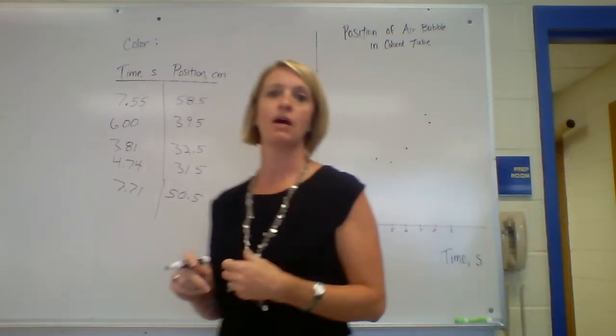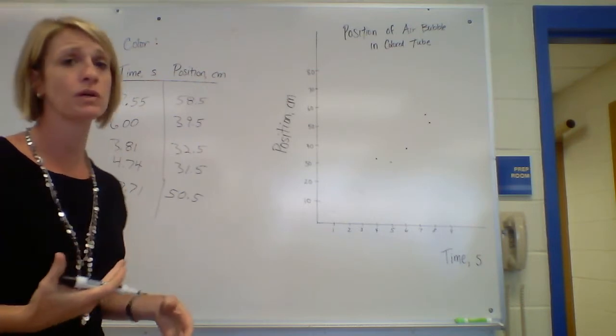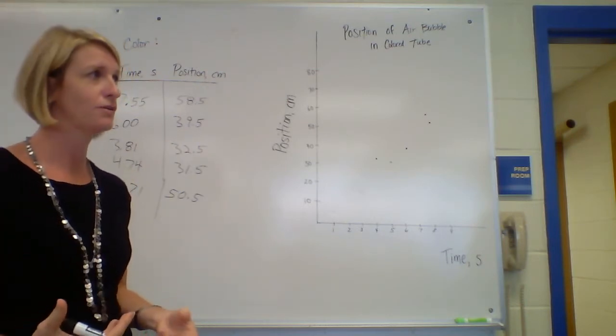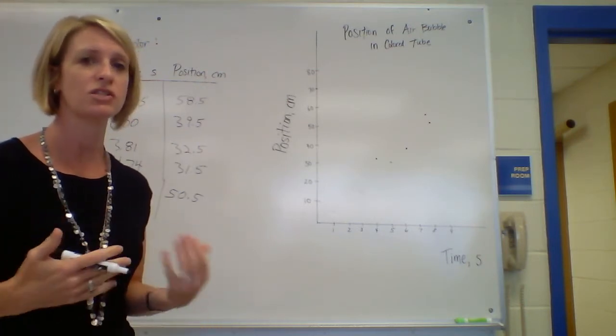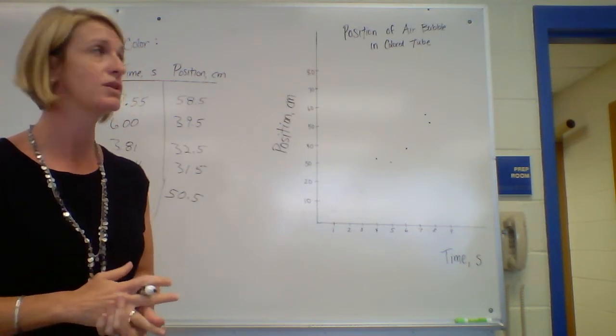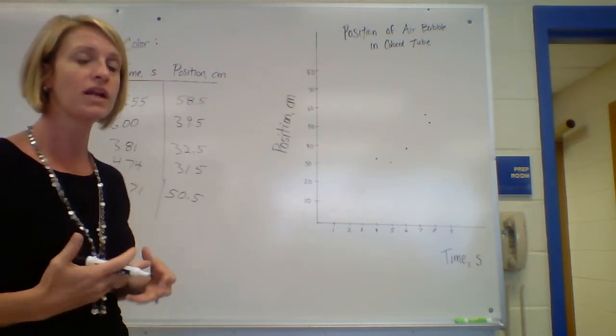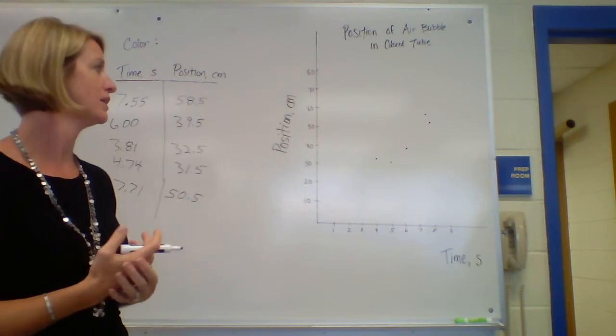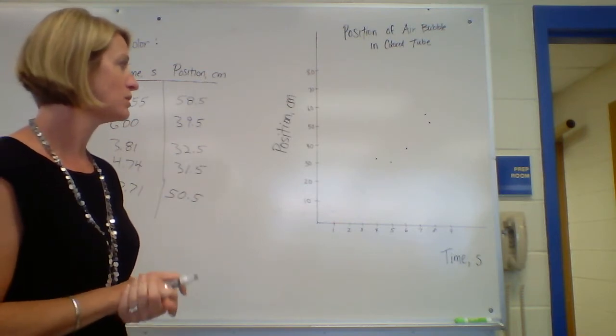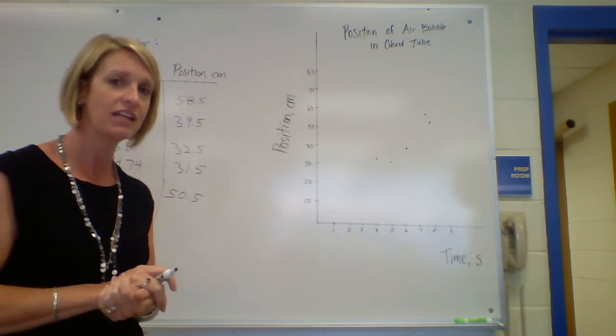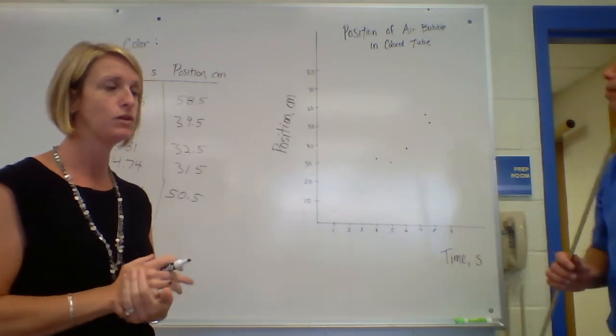Okay, so now if you're a business major and you're talking about the stock market, you might just connect the dots. But in science, we don't usually just connect the dots. We want to see the general trend, what's going on here. So a better way to show the general trend is something called a line of best fit, which you may or may not have used before.